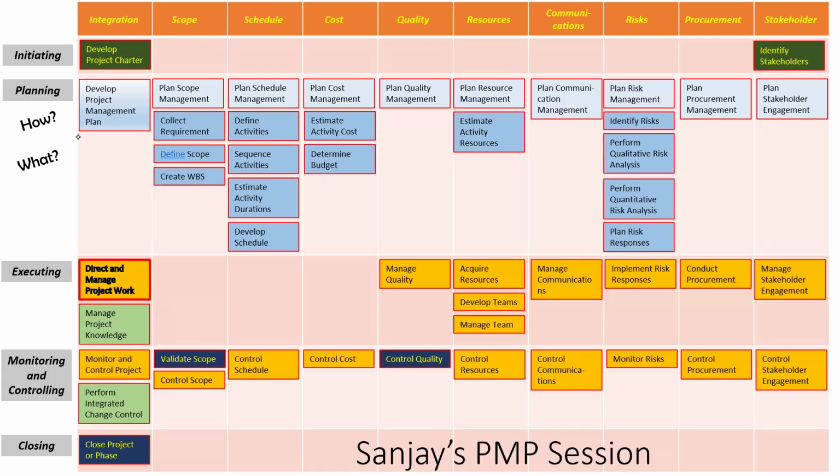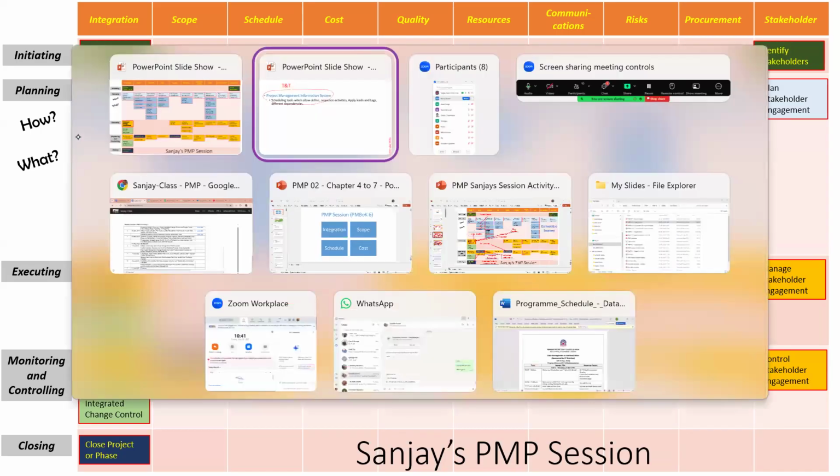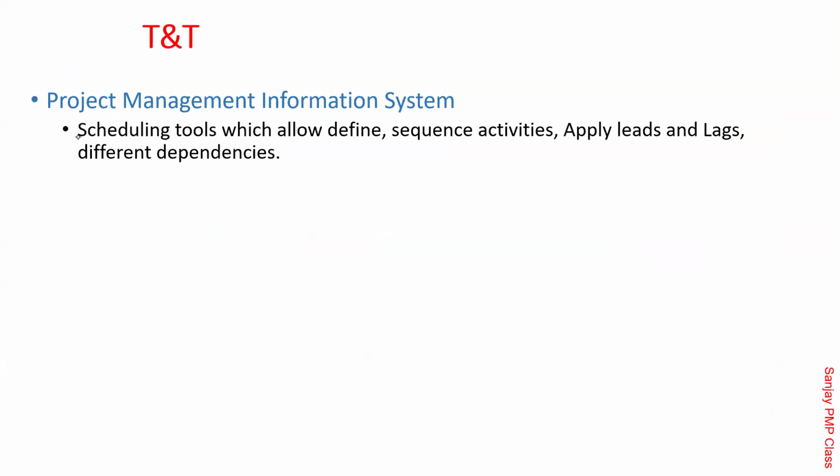Do you use the project management information system to identify risk? Yes. Do you use it to estimate? Yes. Assign resources? Yes. You do it for everything, right? So in fact, the whole of the automated systems you are using in your company for doing project management is called the project management information system. It's a generic term they have used there.